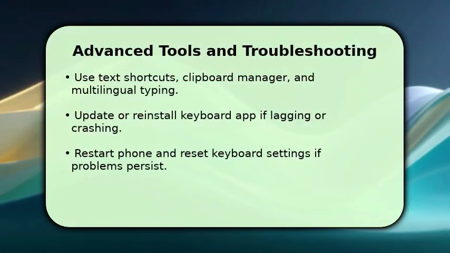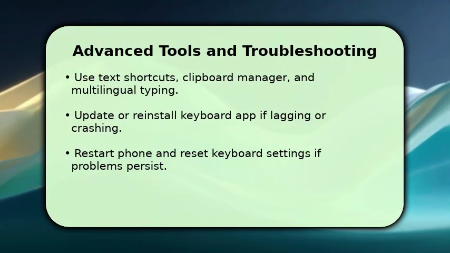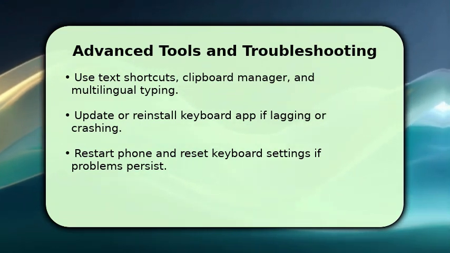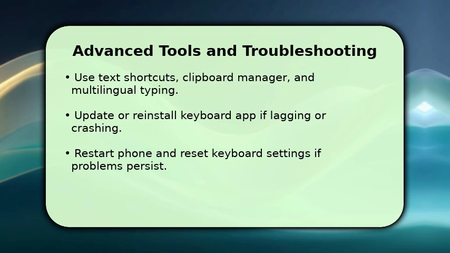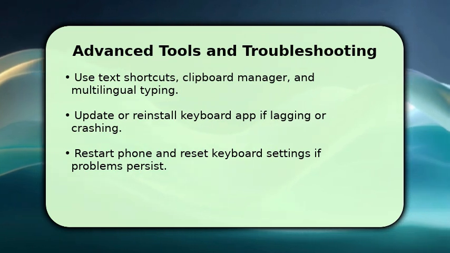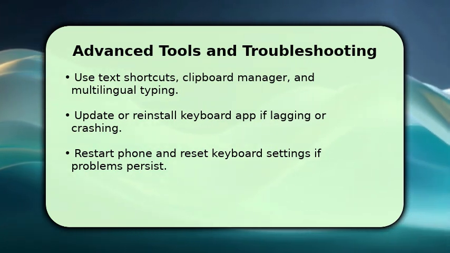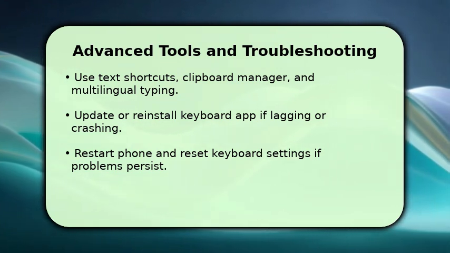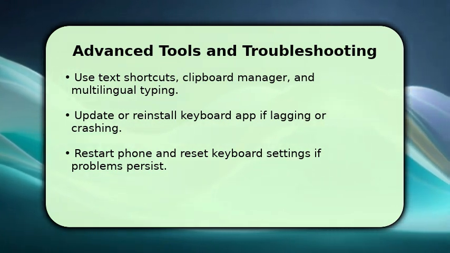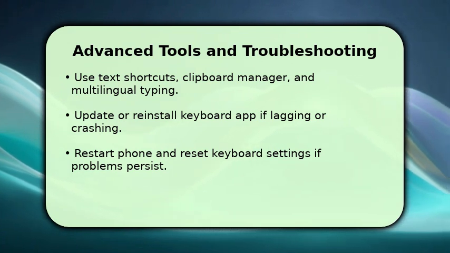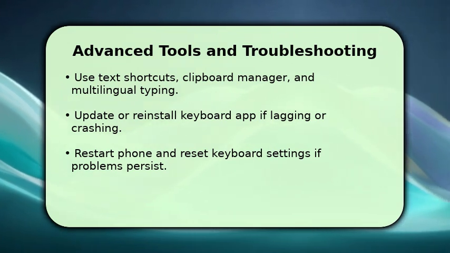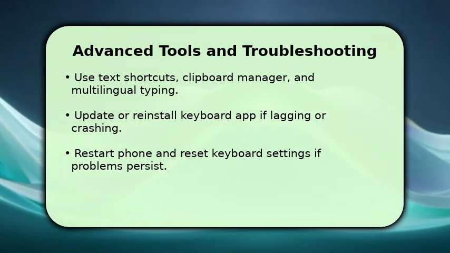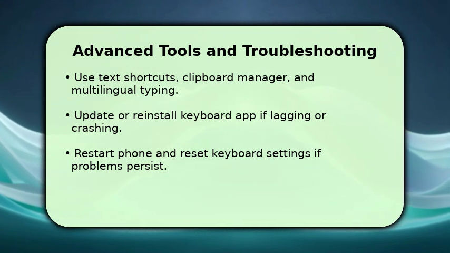Finish by learning advanced tools that boost speed. Set text shortcuts for long phrases, use the Clipboard Manager for multiple copied items, and enable multilingual typing if you switch languages. If the keyboard lags, clear its cache, check for updates, or reinstall the app to resolve corruption. Make sure to restart your phone and, if necessary, reset keyboard settings to factory defaults. If nothing fixes it, test a different keyboard app to pinpoint whether the issue is the app or the device.